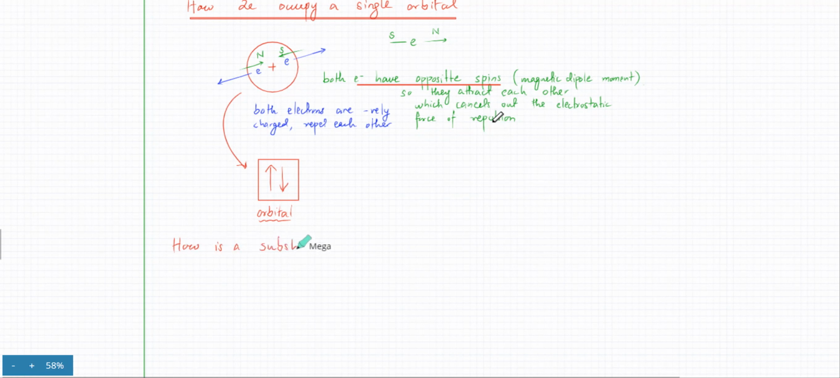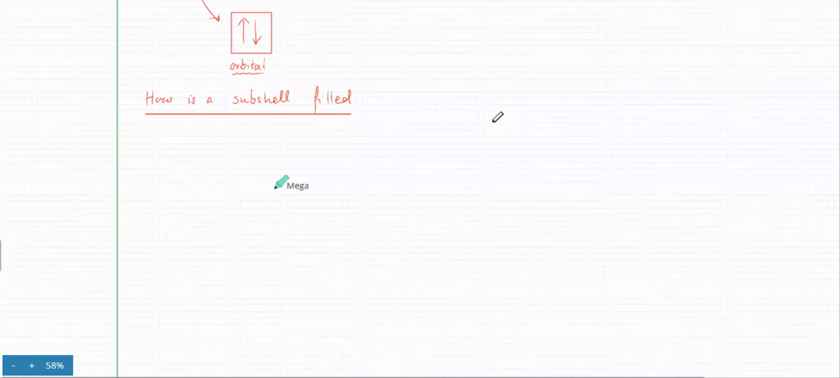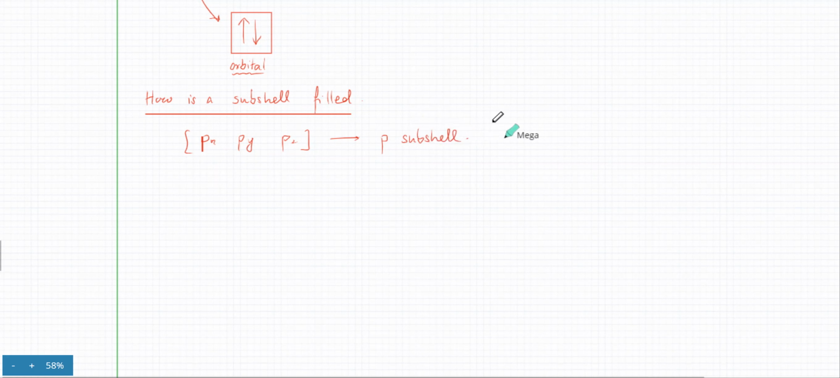Okay, so before we actually learn how to write electronic configurations, we must know how to fill a subshell first. A subshell was a group of degenerate orbitals, or the same type of orbitals, like px, py, and pz. Together they were known as the p subshell. Okay, this was known as a p subshell.